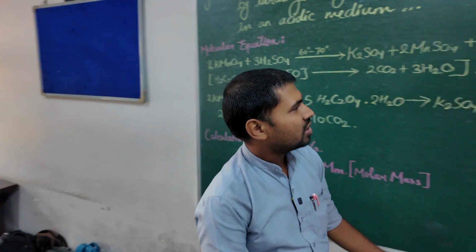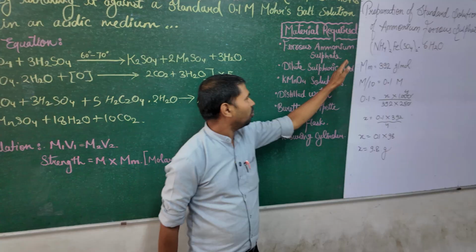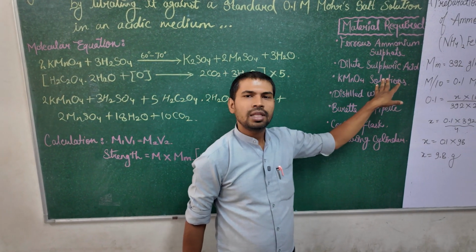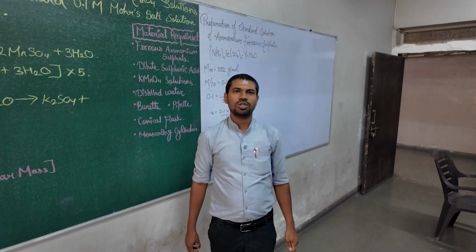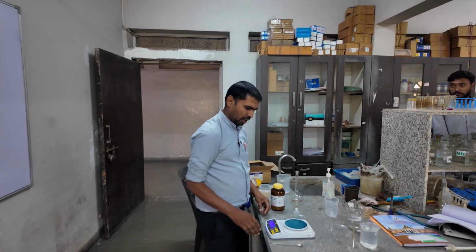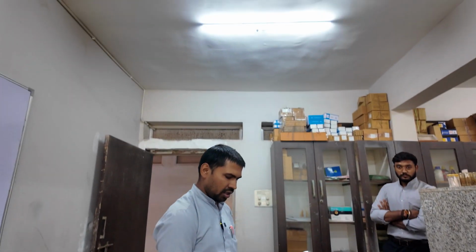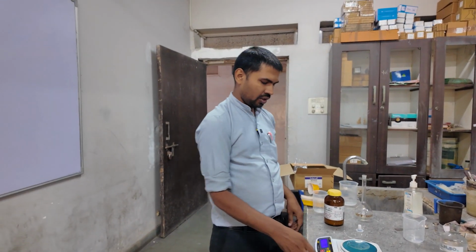So for the preparation of the standard solution, whatever the requirements are, first of all we want sulfuric acid, Mohr salt and water. So we are going to prepare the standard solution first. First of all, you have to take the weighing machine. In that we will keep the watch glass. The weight of the watch glass we will tare and make it 0, right?